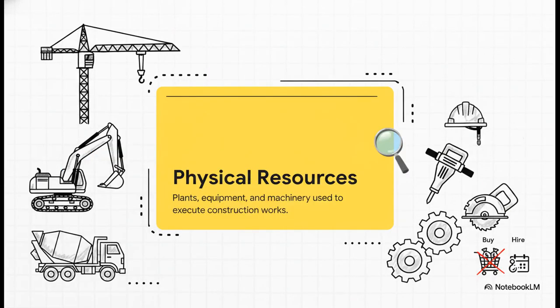And that brings us to our definition. Physical resources basically form the holy trinity of construction. You've got plants, which is your heavy machinery, equipment, meaning your single-purpose tools, and machinery, which refers to all the other mechanized gear. The absolute key distinction to remember here is that while you buy materials, you usually hire physical resources. And unlike a static pile of bricks, renting a massive crane comes with heavy regulations and ticking hourly clocks.